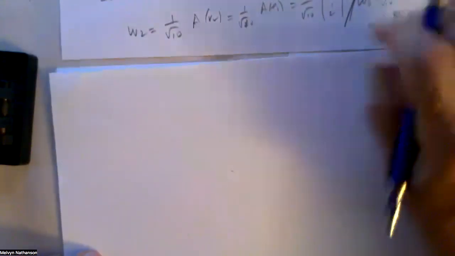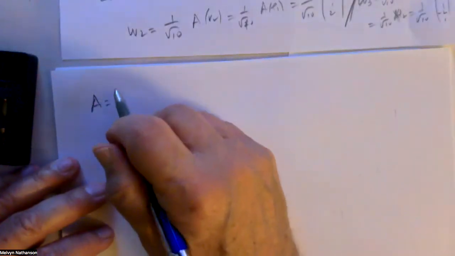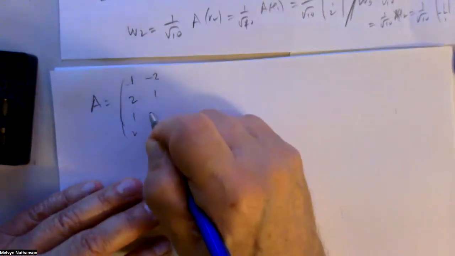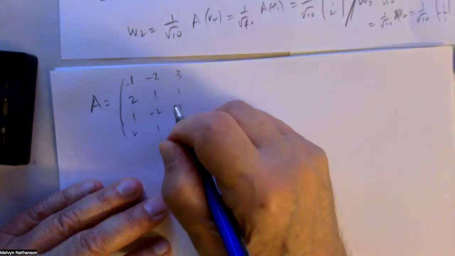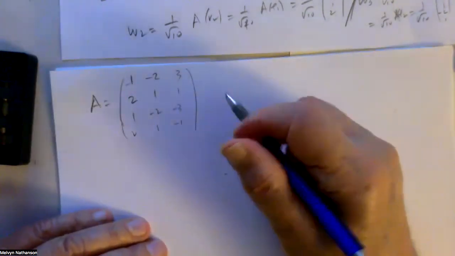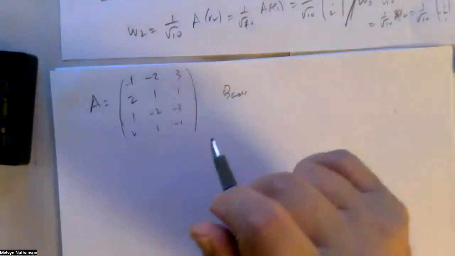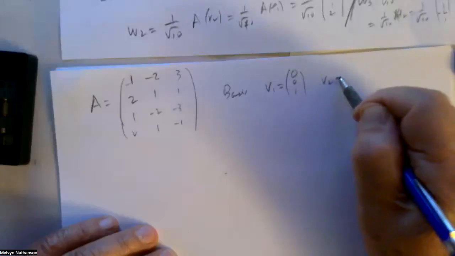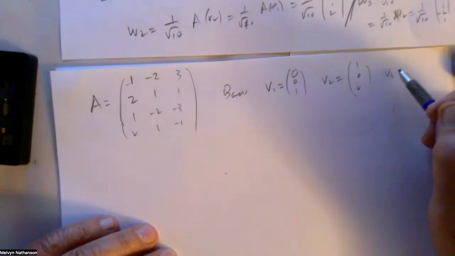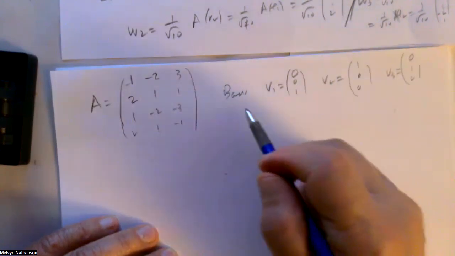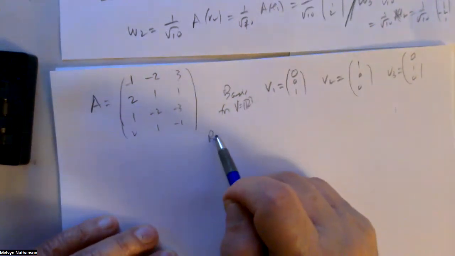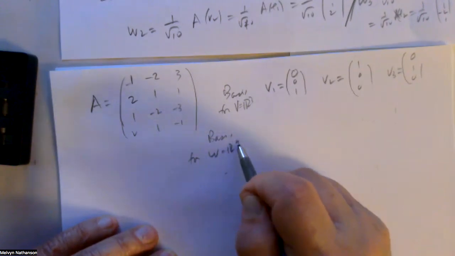So let me just summarize all this. I started out with a 4 by 3 matrix: 1, 2, 1, 2, minus 2, 1, minus 2, 1, 3, 1, minus 3, minus 1. And I construct the basis for R3, where V1 is 0, 0, 1, V2 is 1, 0, 0, V3 is 0, 1, 0. This is a basis for R3. And I construct a basis for W, which is R4.